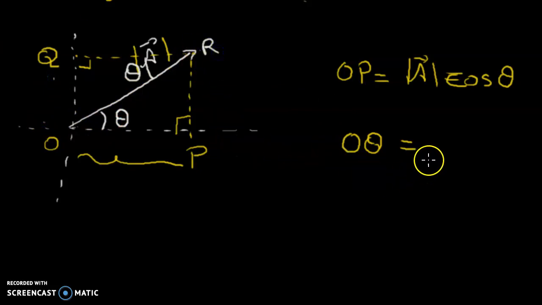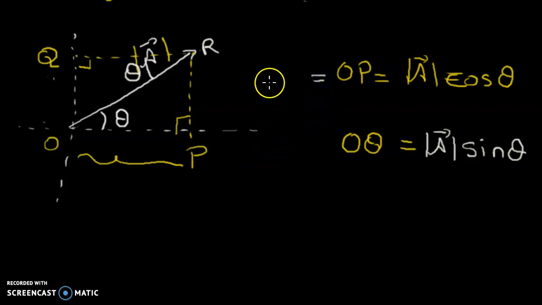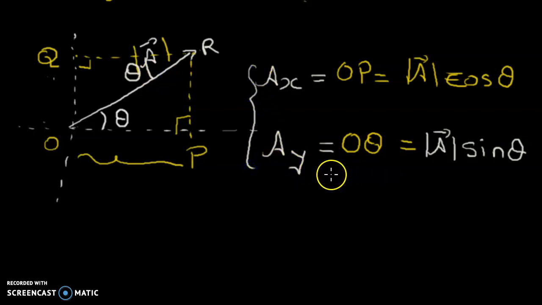OR is the hypotenuse again, then OQ is A sine theta. So these are actually the projection, or else I can tell them OP, because it is the projection on x-axis, so I call it resolution of vector in x-axis. And OQ is the projection of the vector A in the y-axis, so I call this projection of vector A in y-axis, or I resolved it in y-axis.